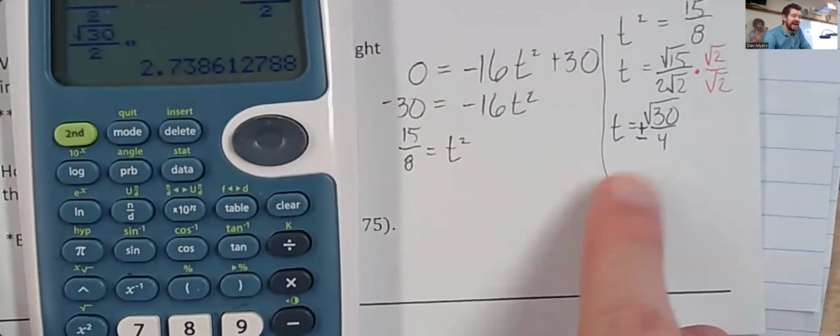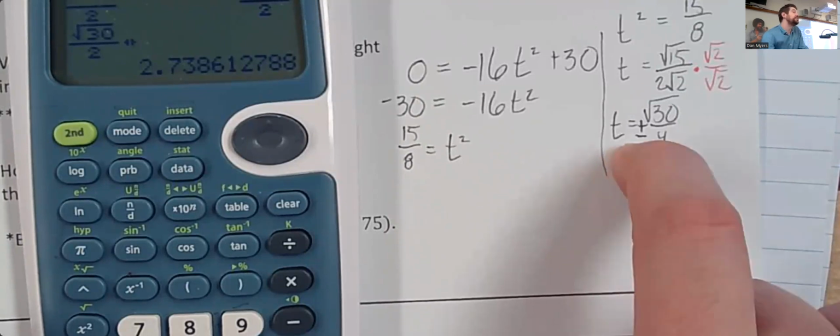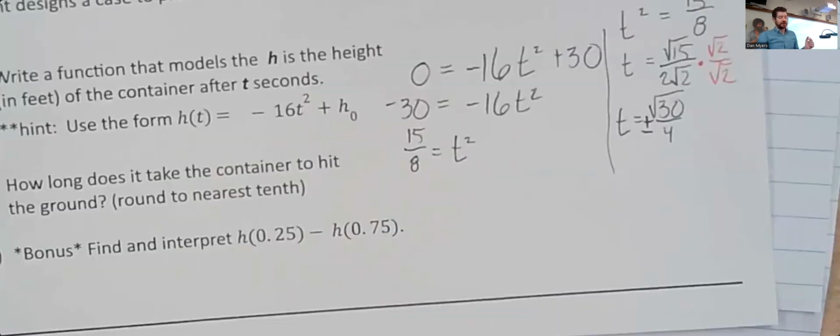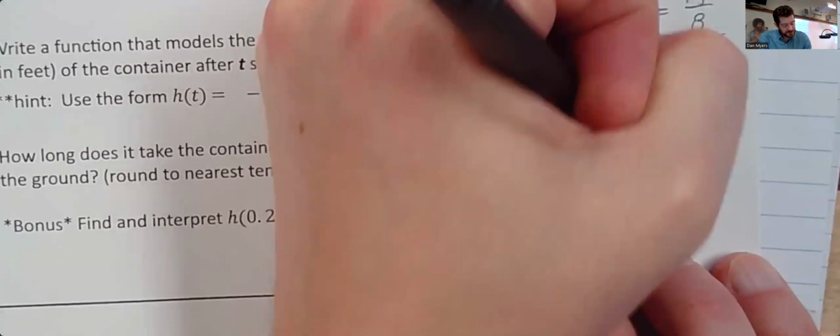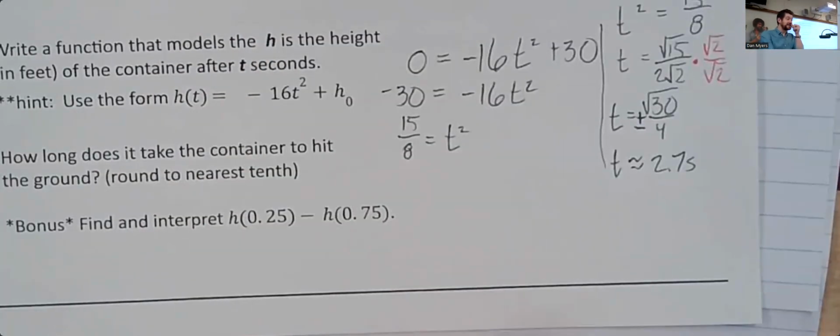Now, quick question for you. The positive and the negative, should we include the negative here? Why not? Negative time doesn't make sense. Yeah, it's not going to take negative 2.7 seconds for the cell phone to hit the ground. It'll take about 2.7 seconds. So we're going to say t is approximately 2.7 seconds. So that's about how long it's going to take the phone to drop 30 feet to hit the ground, and hopefully it survives.